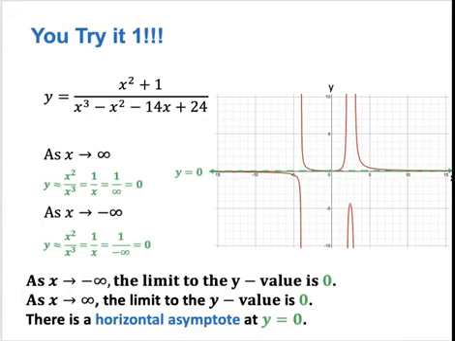We have the same argument on the bottom here. As x approaches negative infinity, we end up with 1 over negative infinity, which is still just 0 that it's approaching. So we can say that the limit to the y value as x approaches negative infinity is 0. Likewise, as x approaches positive infinity, the limit to the y value is 0. Lastly, there is a horizontal asymptote at y equals 0.